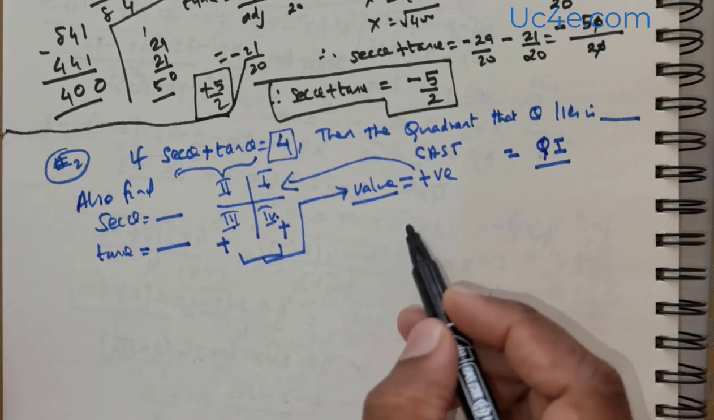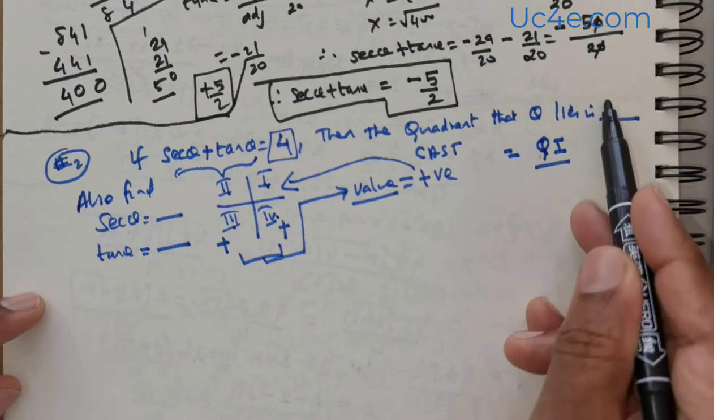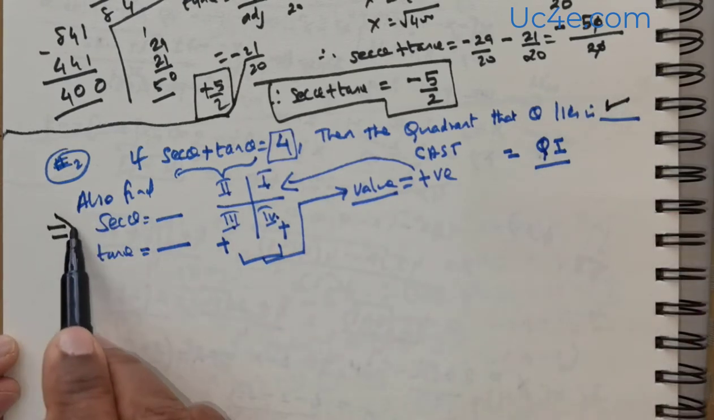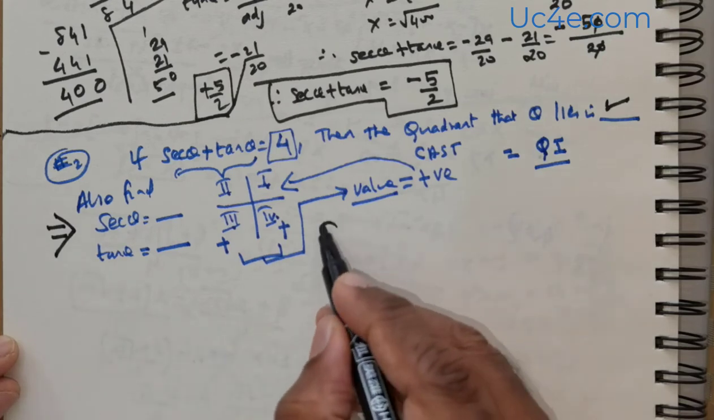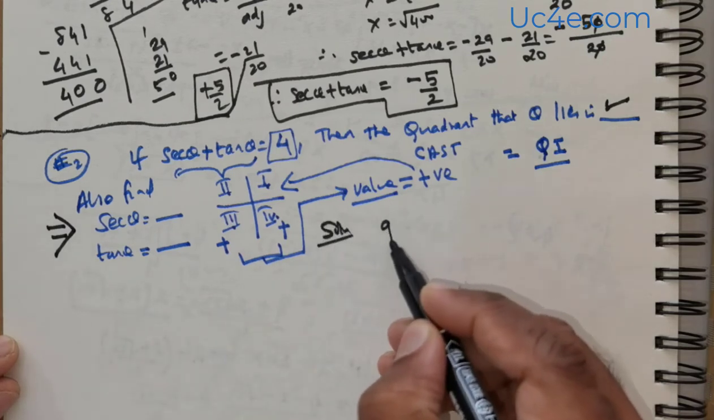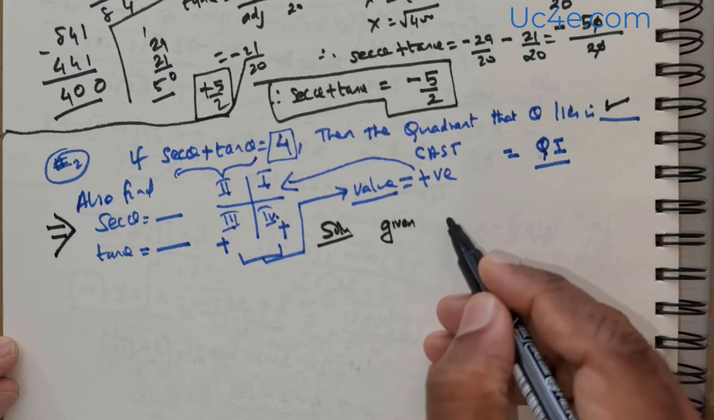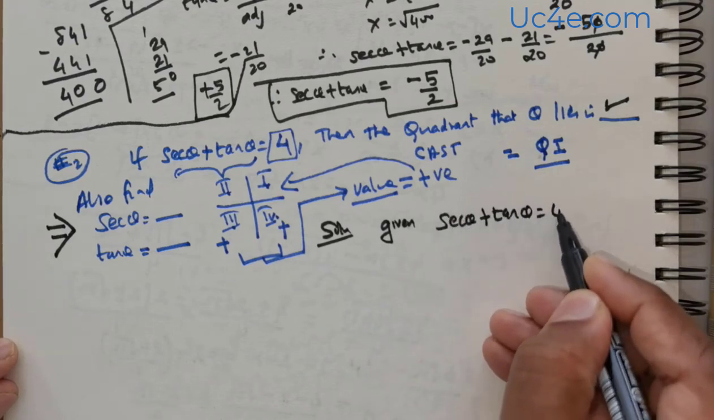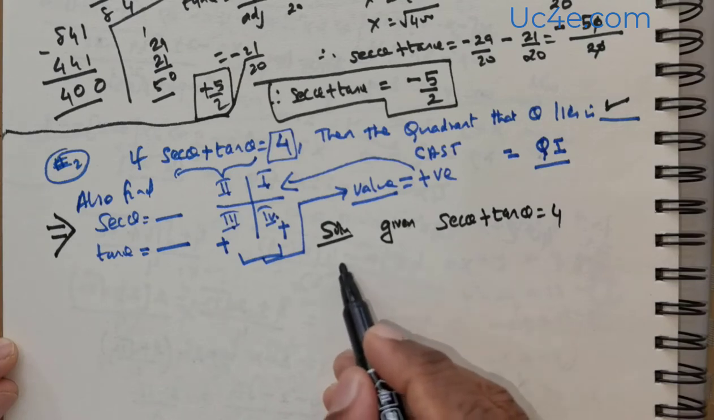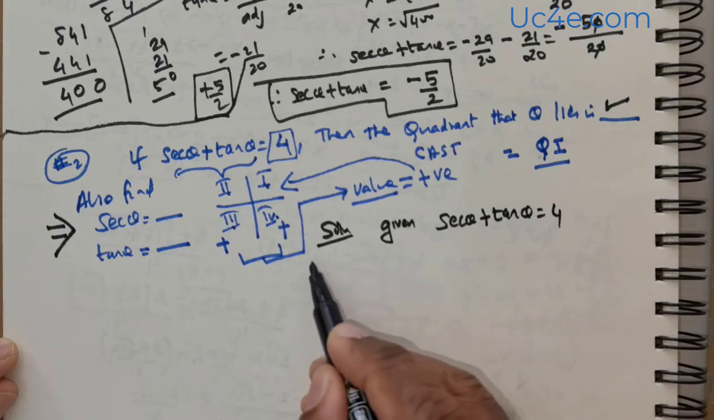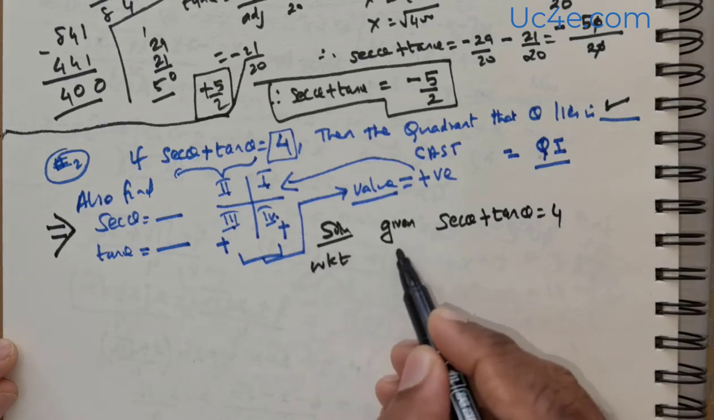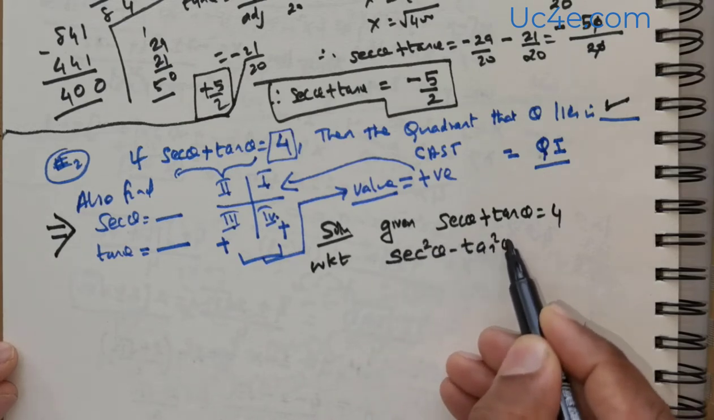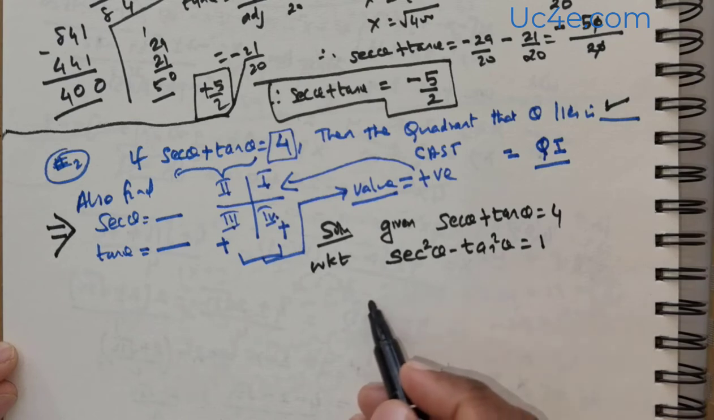So I will mention that. Let me give you that solution. I have given you the first solution, so this is already done. I'm going to focus on this solution. So solution, let me write down what is given. Given secant theta positive tan theta is equal to 4. Now from trigonometric ratios we know that, what do we know? We know that secant square theta negative tan square theta is equal to 1.